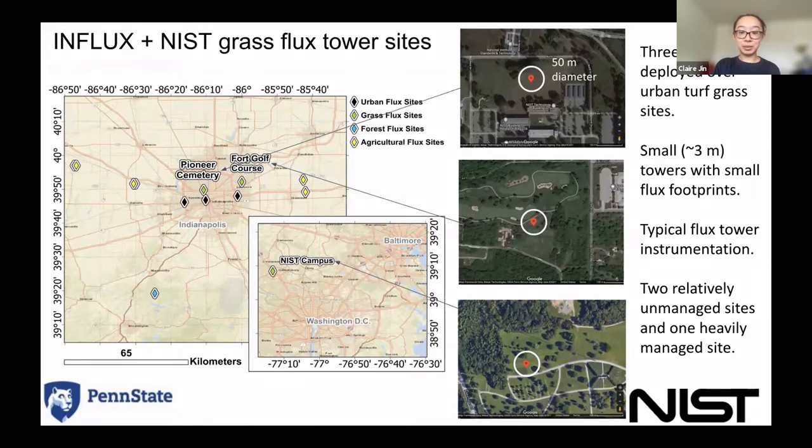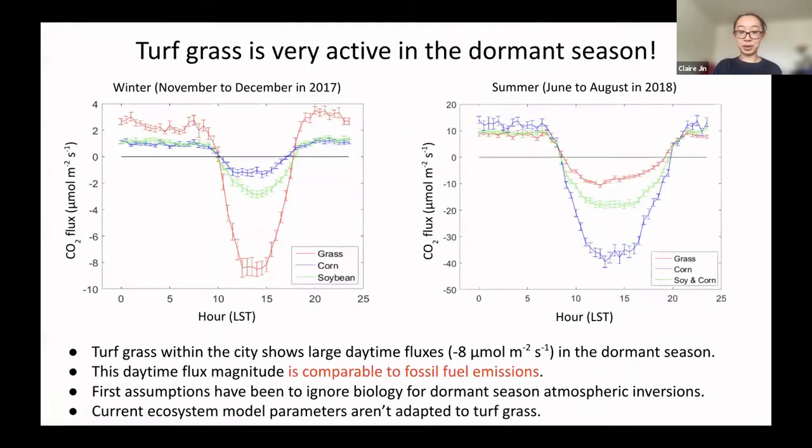So specifically, we focused on 3 urban turf grass sites with varying levels of management to the grass. 2 of the sites were located in Indianapolis, while the 3rd one, NIST, is in Maryland near the Capitol, using 3-meter tall flux towers with all the typical flux tower equipment. We collected measurements over turf grass fields in Indianapolis from 2017 to 2019 and at NIST starting in 2020. So, and this is great and all, we all love flux towers, but why the focus on turf grass?